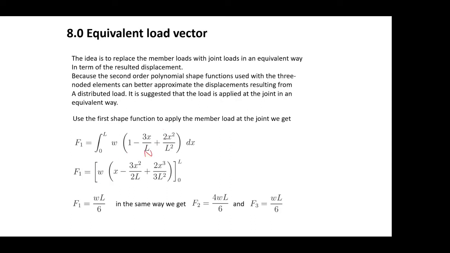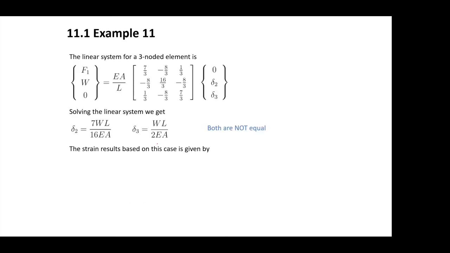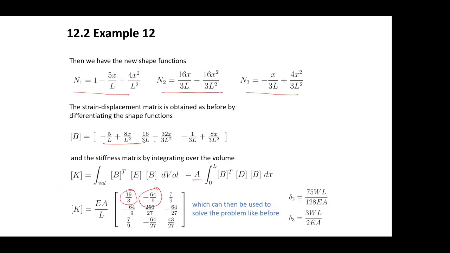So this is N1. You see that N1 is 1 minus 3x over L plus 2x squared over L squared. So this was the N1, whereas the N1 now is quite different. It's 1 minus 5x over L plus 4x squared over L squared. So these are quite different shape functions. Now we have the stiffness matrix. We can use the stiffness matrix to solve the problem, right? This is the new stiffness matrix. You solve the problem using the new stiffness matrix. You get delta 2 and delta 3 to be these numbers.